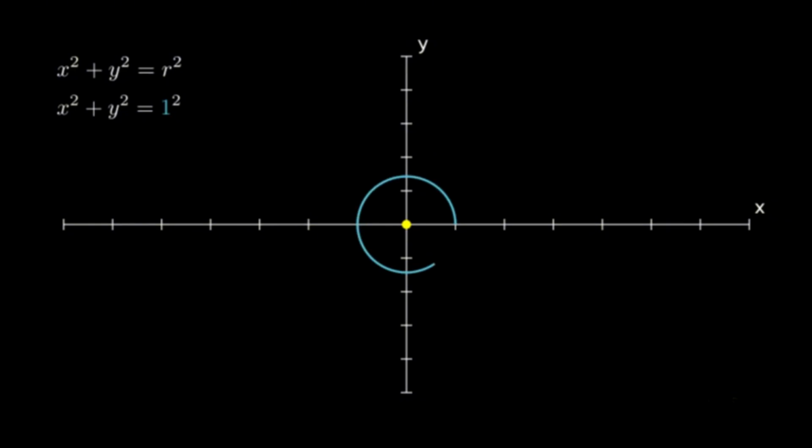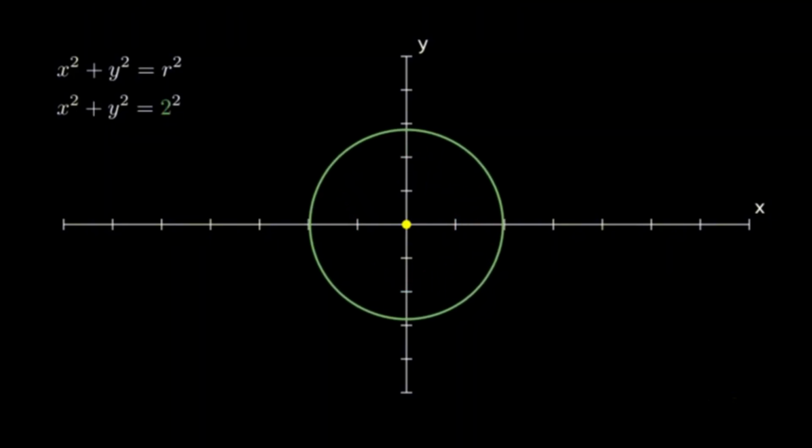Notice how every point on this circle is exactly 1 unit away from the center. You can verify this for points like (1, 0), (0, 1), (negative 1, 0), and (0, negative 1), which all satisfy our equation. Now let's increase the radius to 2. Our equation becomes x squared plus y squared equals 2 squared, or x squared plus y squared equals 4. Watch how the circle expands to include all points that are exactly 2 units away from the origin.